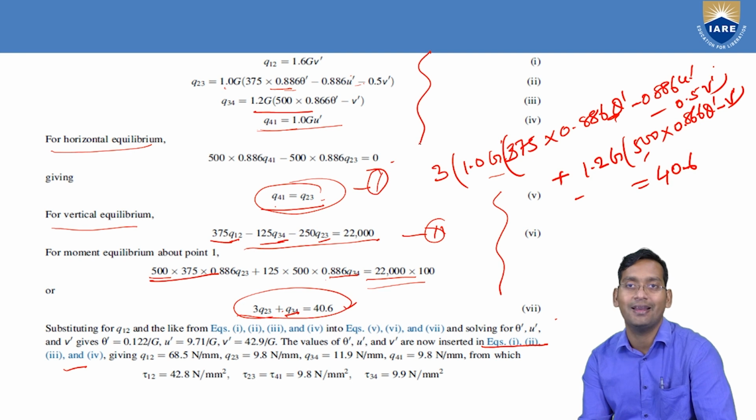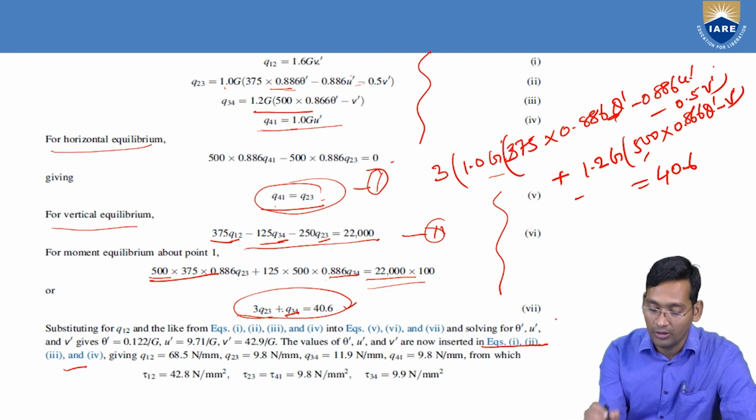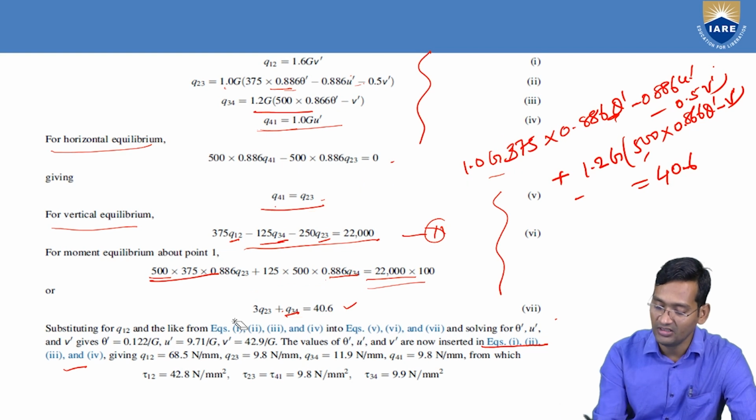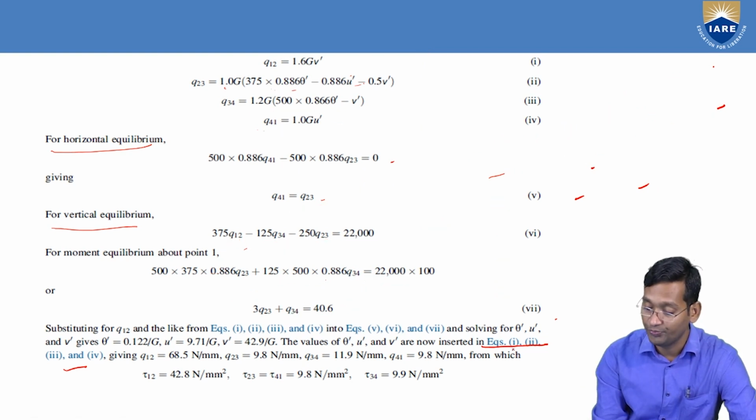Right? Whatever the theta dash, V dash, U dash is there. So let's see here. Once what is there? V dash. So let me show you this also. So 1, 2, 3 and 4. So first I'm substituting theta dash here. Let's see. So in one equation only V dash is there. So what is V dash value?